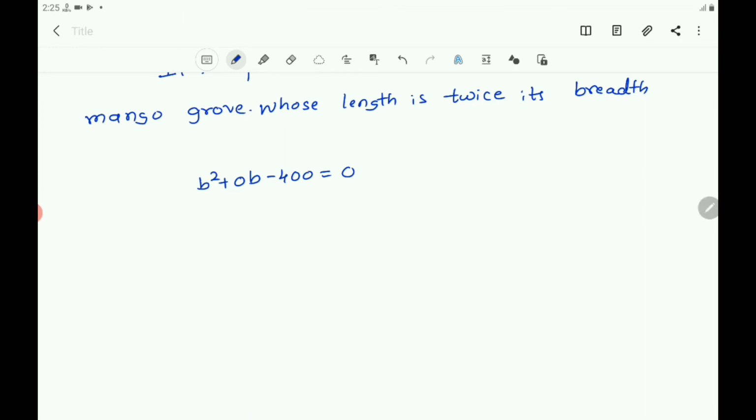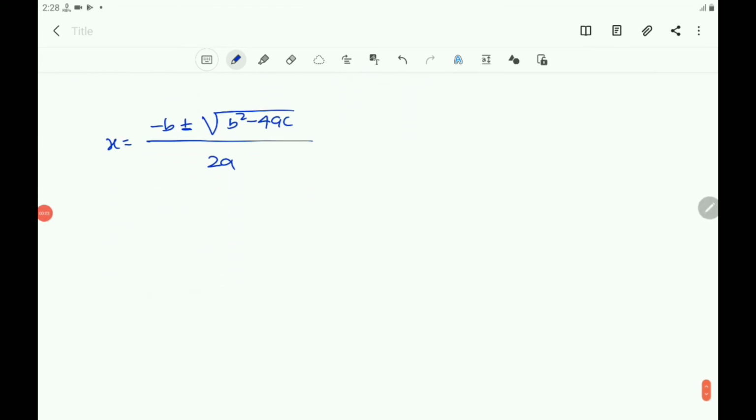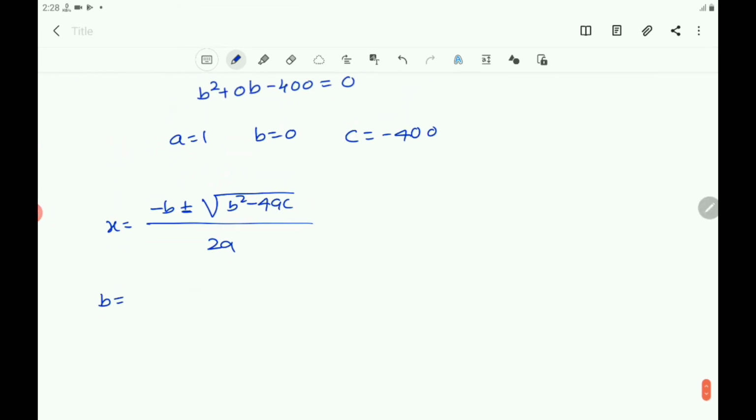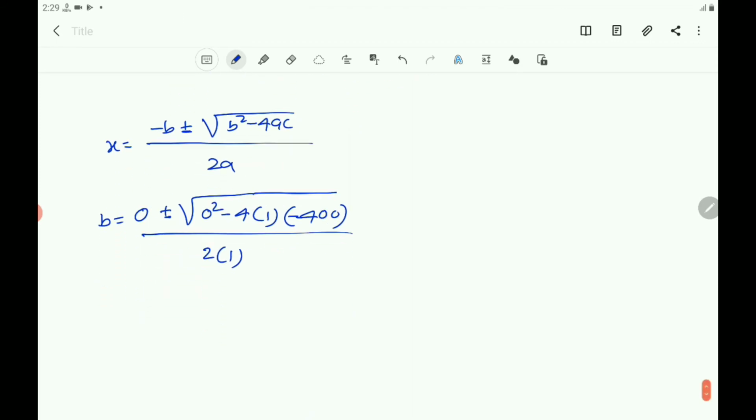So here, in the place of x, b is there. So you write b, and b is 0, the coefficient of the first degree variable, 0, plus or minus the square root of 0 square minus 4 into 1 into minus 400, where a is 1 and c is minus 400, divided by 2 into 1, a is 1.